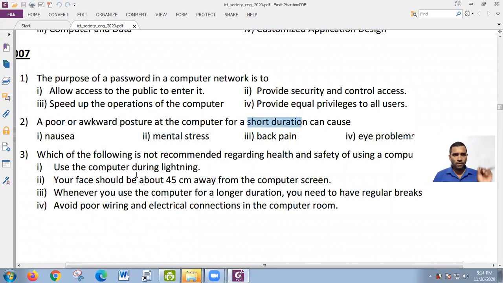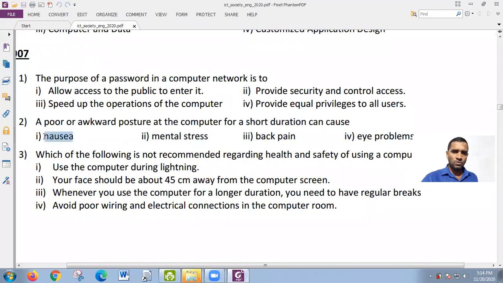But nausea is the answer, right? It is something related to vomiting. You may have the feeling that you are going to vomit. Actually it is not vomiting, but you may have that feeling. You have that particular symptom, and that may happen in a short duration.